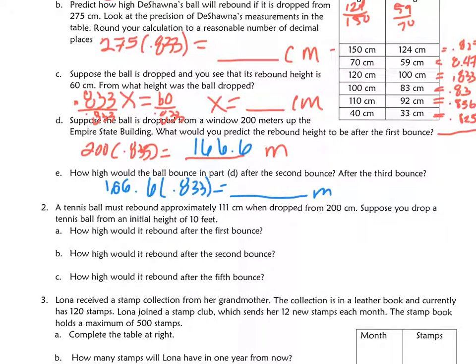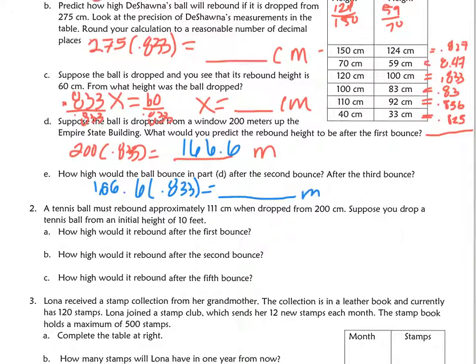It says that a tennis ball must rebound approximately 111 centimeters when it's dropped from 200 centimeters. Suppose you drop a tennis ball from an initial height of 10 feet. What would the first rebound be?